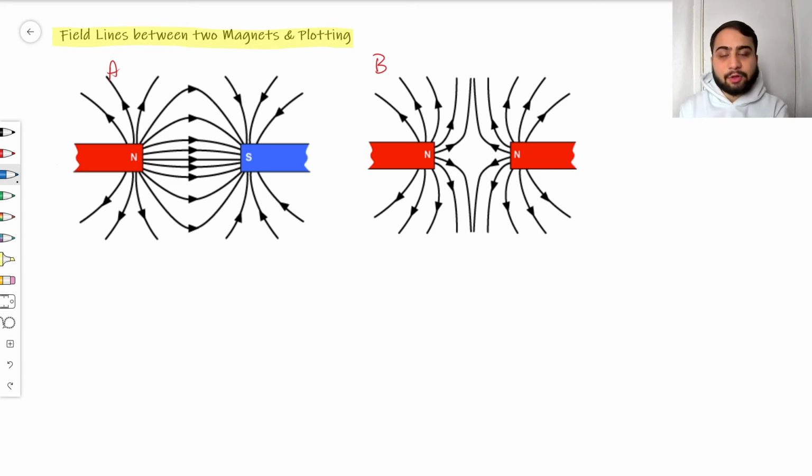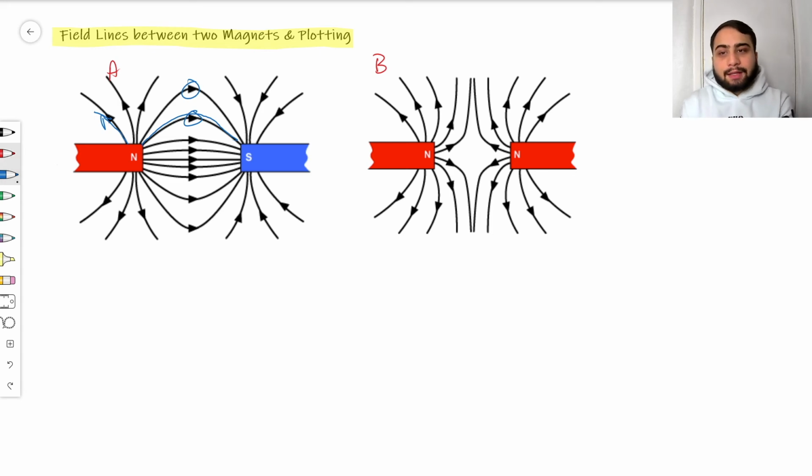Now, as always, if we remember our field line rules, the field lines always go from north to south, and that's the case here. So we can see this line is pointing away from the north pole, so it's probably pointing to the south. Here we can see that this line goes from north to south, arrows pointing that way, arrows pointing that way, etc. Okay, we understand that.